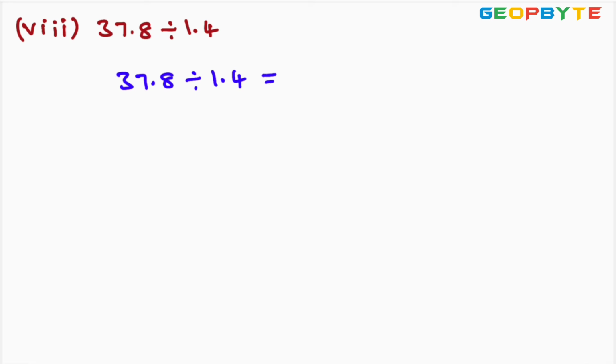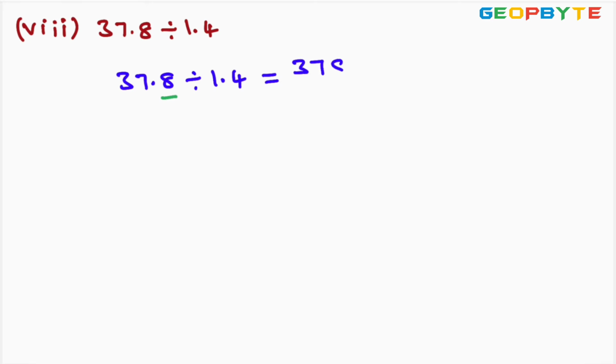Next, eighth one, 37.8 divided by 1.4. We have 37.8 divided by 1.4, which is equal to, in the first number after the decimal point we have only one digit. So in order to eliminate the decimal point from 37.8, we need to divide by 10.